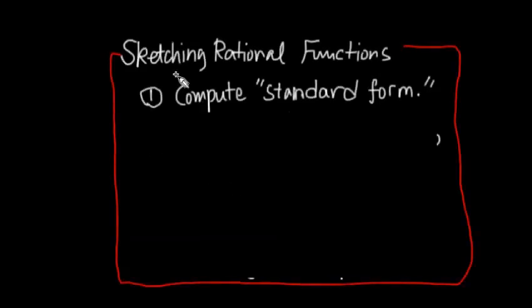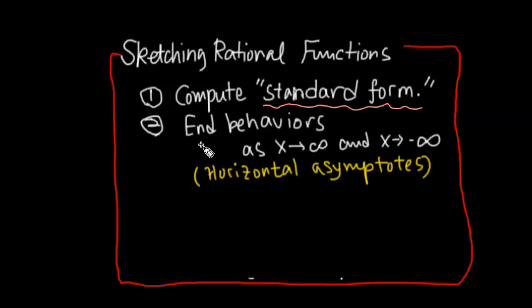Hi everyone, in this video I'd like to go over the method of sketching rational functions, mainly focusing on asymptotes, vertical and horizontal asymptotes. But first thing we're going to do when we look at the rational function, we change it to standard form, because from the standard form we can easily read off the vertical and horizontal asymptotes, and from there we can easily calculate the behavior around the horizontal asymptotes, which is what's number 2 I wrote here.